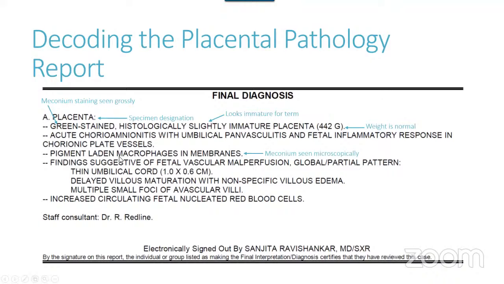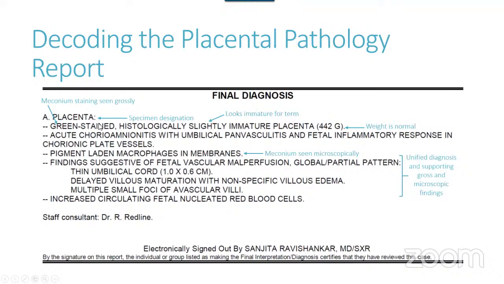This is how we refer to seeing meconium microscopically. We say pigment-laden macrophages and membranes. This is the histologic correlate to the green staining we saw grossly. And then finally, we use this concept of the unified diagnosis with supporting gross and microscopic findings.